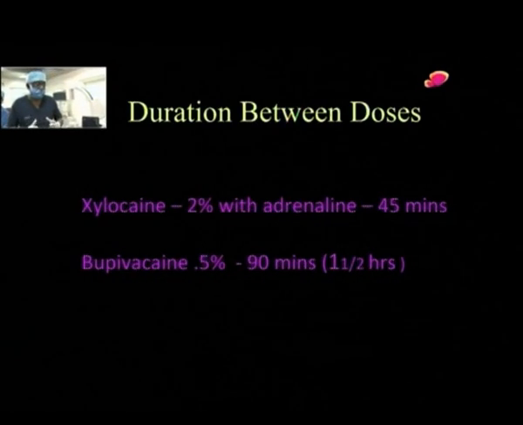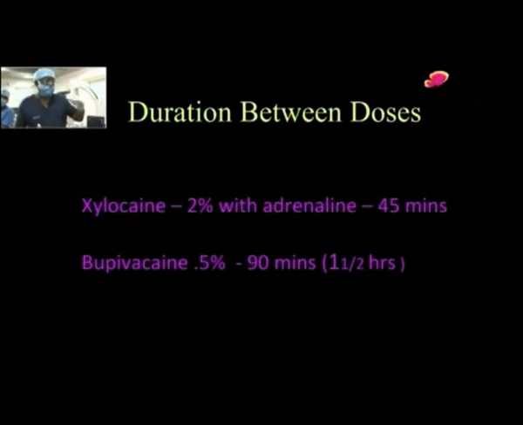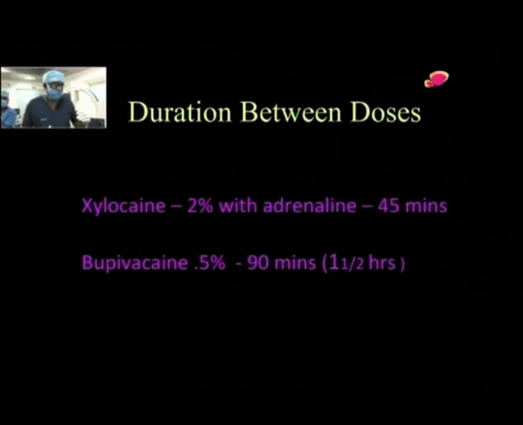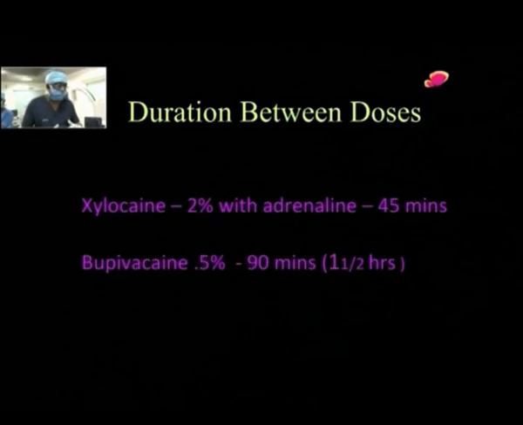The duration between doses: because we are going segmental, there is only one segment above the surgery site which is anesthetized. So there is rapid regression of the anesthetized segments. So 2% Xylocaine with adrenaline will ideally be repeated every 45 minutes. 0.5% bupivacaine can be repeated every 90 minutes.